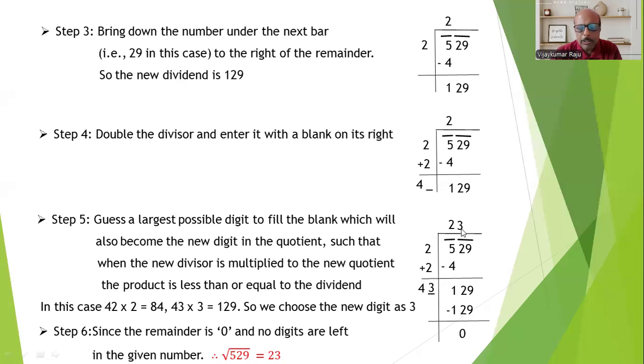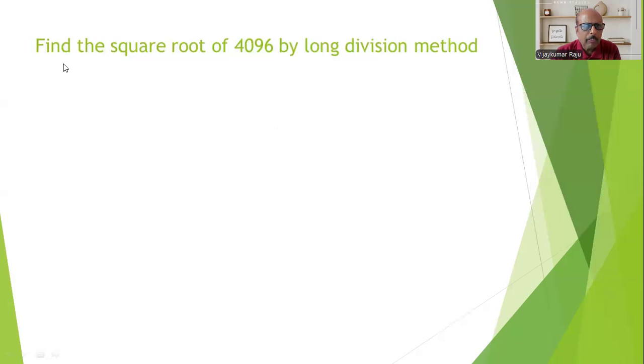I'll take one more example so that you get to know the steps. If you remember one or two sums, if you start remembering the steps, automatically things will be clear. Now let us see. Find the square root of 4096 by the long division method.